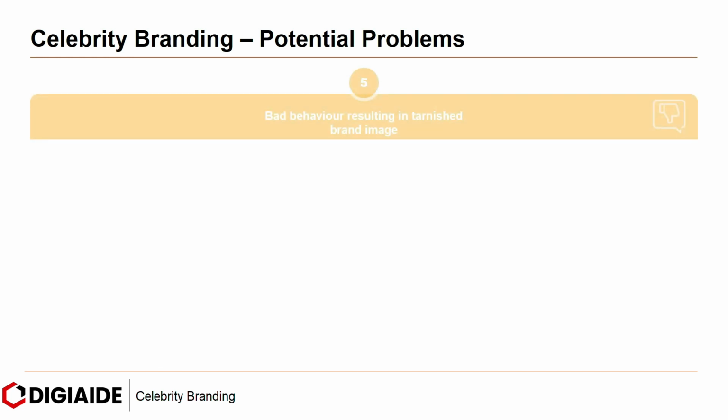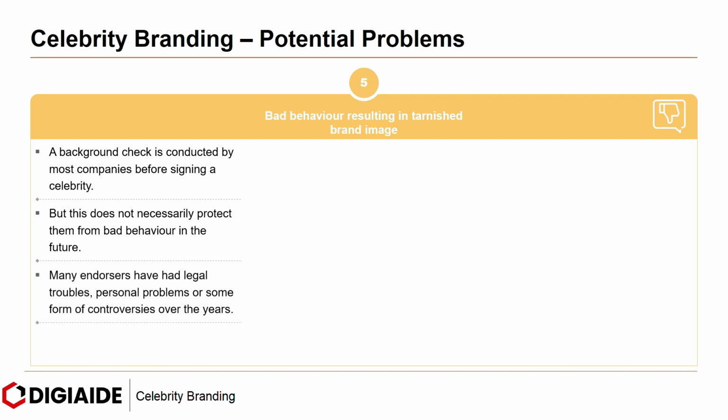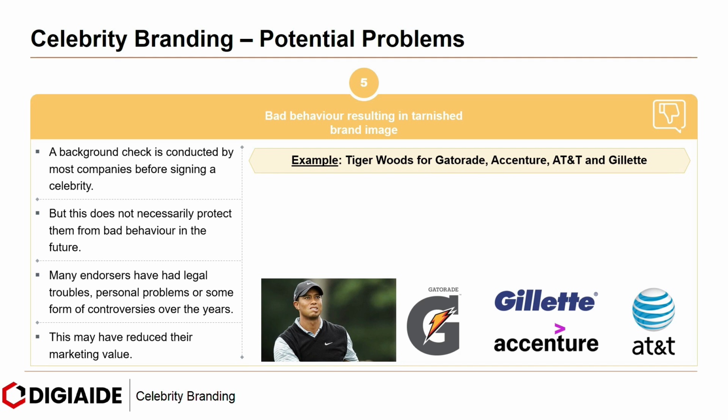And finally, bad behavior of the celebrity resulting in tarnished brand image. A background check is conducted by most companies before signing a celebrity. But this does not necessarily protect them from bad behavior of the celebrity in the future. Many endorsers have had legal troubles, personal problems, or some form of controversies over the years. This may have reduced their marketing value. The best example in this case is Tiger Woods.